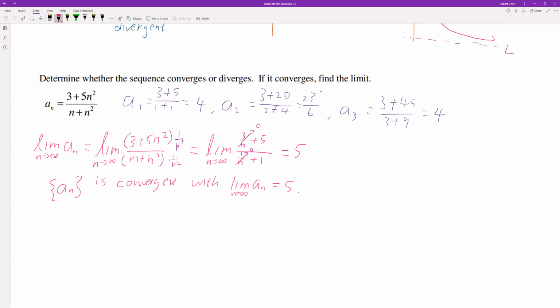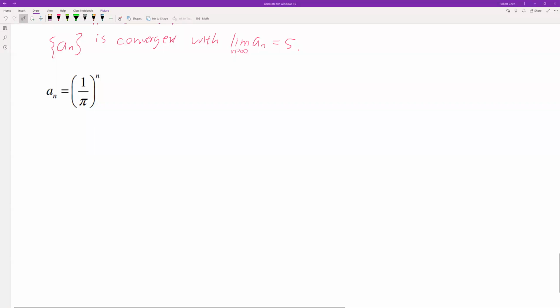All right. Let's try another one. All right, next we have the sequence a sub n is equal to 1 over pi to the power of n. Now I want you guys to pause the video for now, take a few minutes and think about whether this is convergent or divergent, okay? All right, so the idea is what we have here, 1 over pi, is your base, right? That's your base. And 1 over pi is approximately 1 over 3.14. And 1 over 3.14 is actually between 0 and 1.